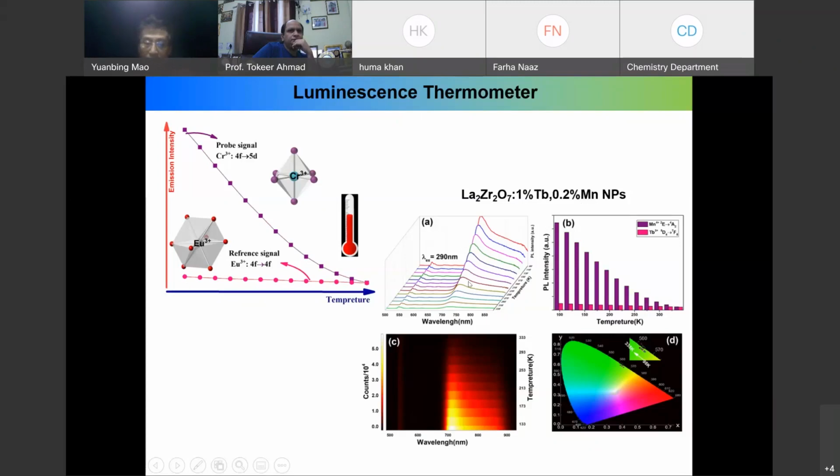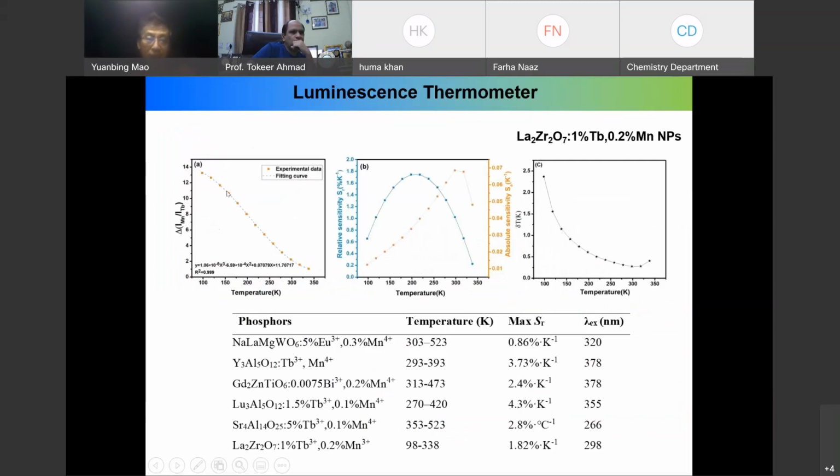So with that, you will see these plots. We represent this one for the manganese, and this one for the terbium. Then we can calculate the sensitivity, and here is our result, and this is our fitting. We also got the relative sensitivity and absolute sensitivity, and then we compared with the literature.